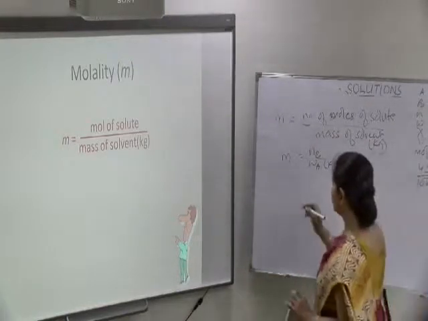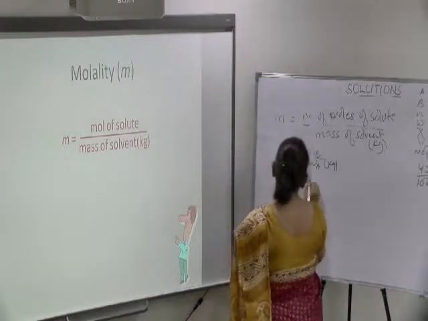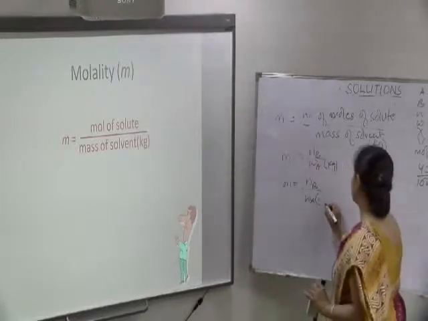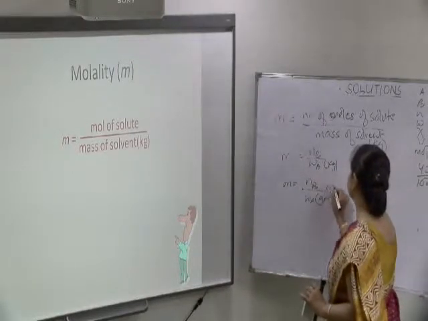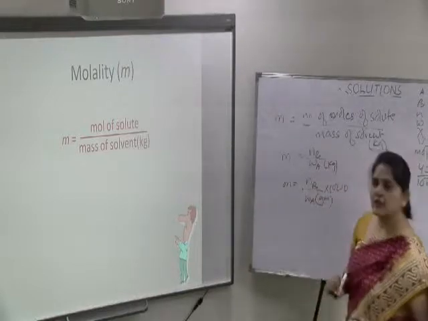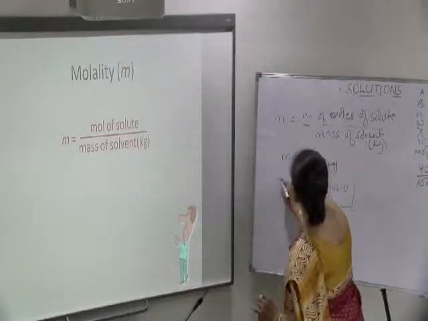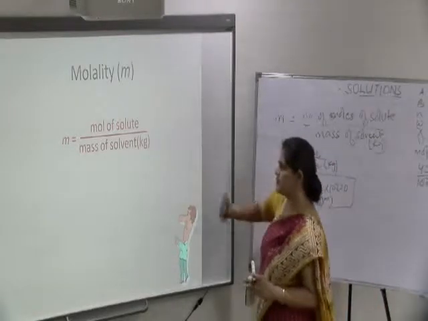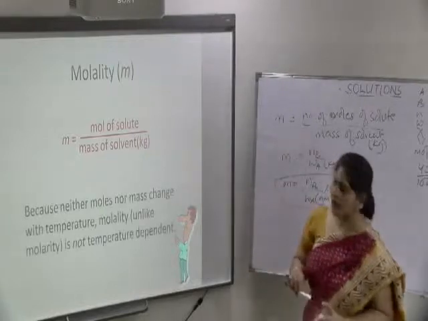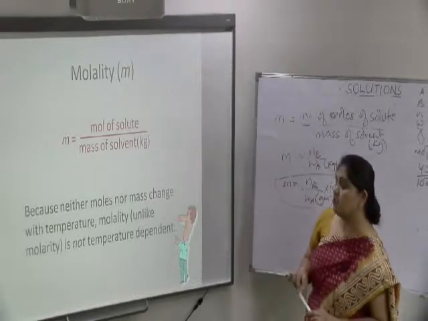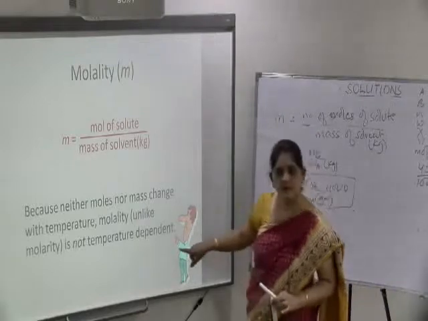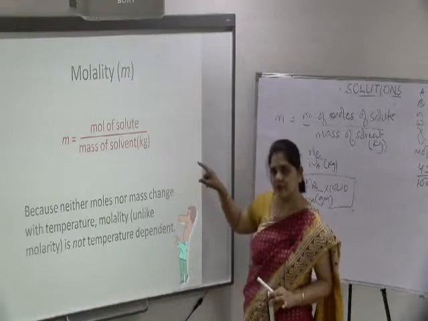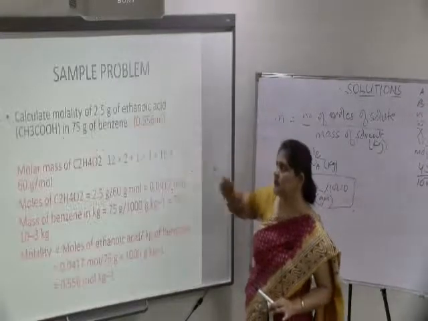In case the mass is given in grams, then the expression becomes WA, that is the mass of your solvent in grams, divided by 1000. This is the general expression for molality. It is not temperature dependent. Because neither moles nor mass change with the temperature, molality, unlike molarity, is not temperature dependent. That is why we prefer measuring the concentration of the solution in molality rather than molarity.